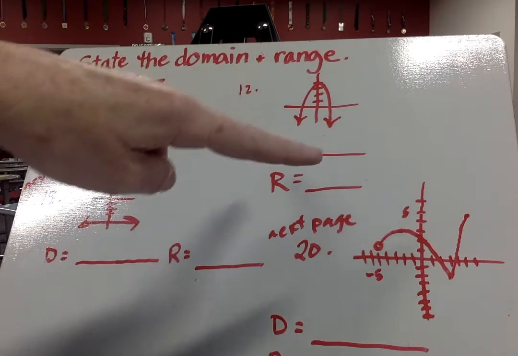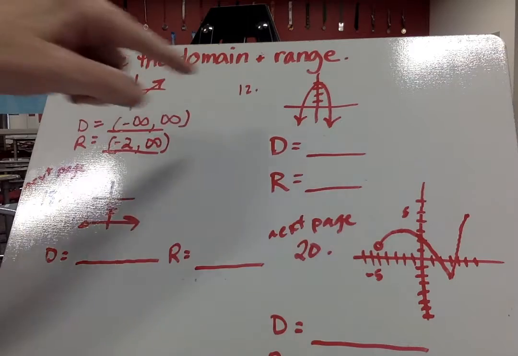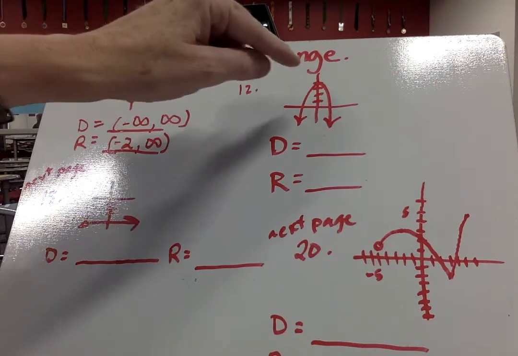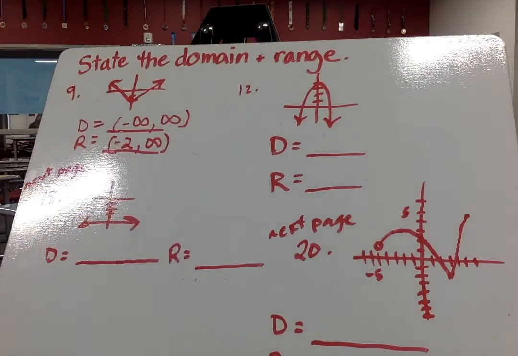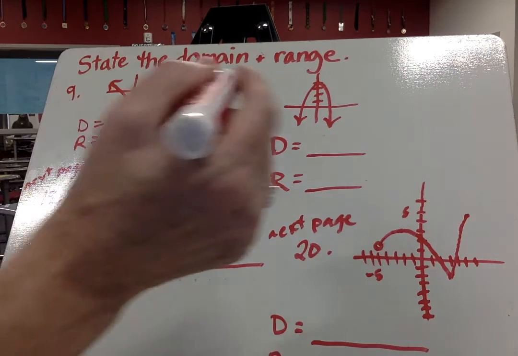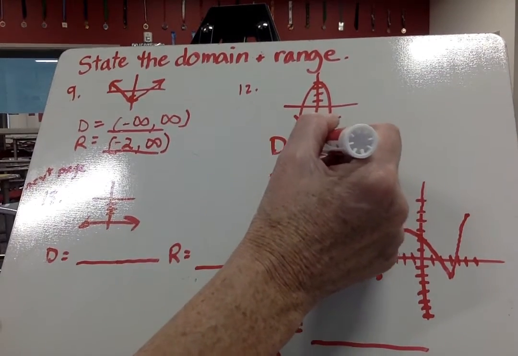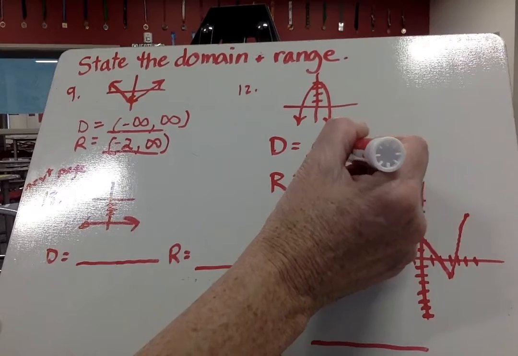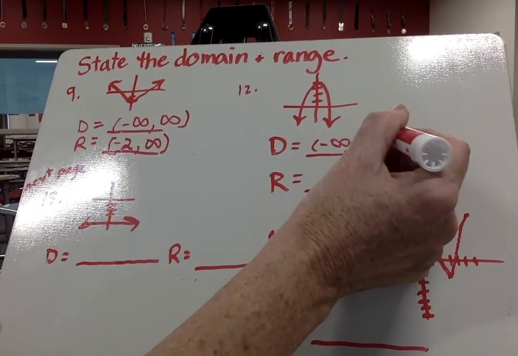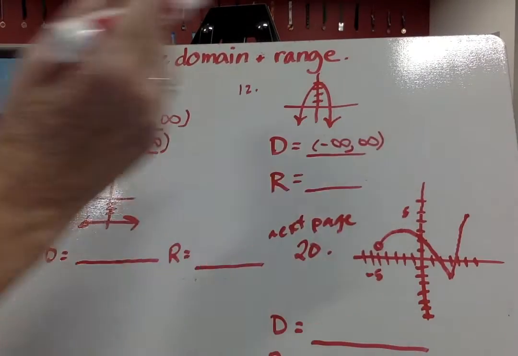Now, looking at number 12. Well, it kind of goes on forever, so it's the same domain as this one, where I can choose x to be any value. It's an independent value. So I'm going to say that goes from negative infinity, comma, to positive infinity. And again, that's left or right.